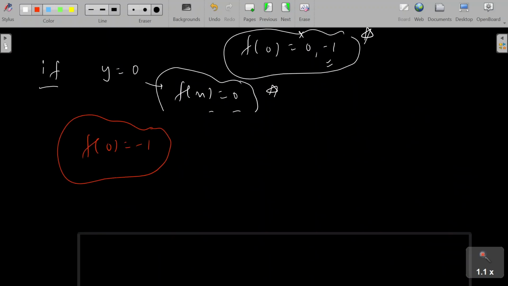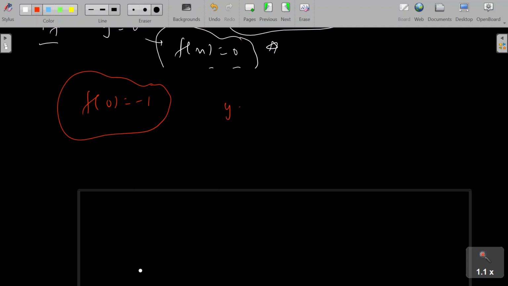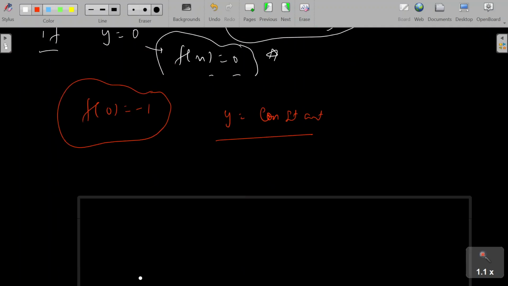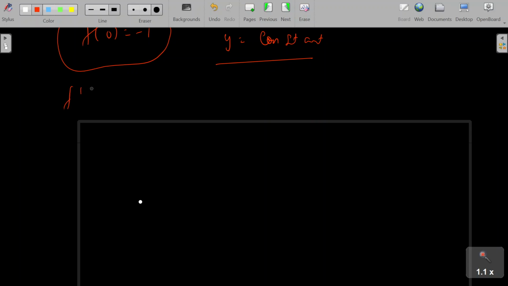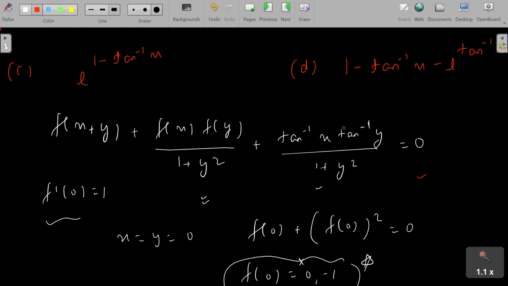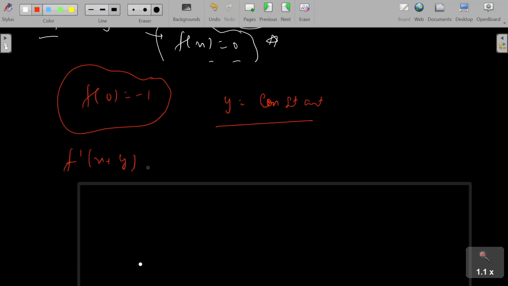So let us do this thing. Put y equals to constant. Y को constant treat करो और differentiate करते हो. After this, what you can do is f dash, y constant ले लिया. f dash(x+y), क्योंकि रीजन दिख रहा होगा y constant लेने का, क्योंकि इसके टर्म्स ज्यादा है रिलेटिवली. Plus f dash(x+y) plus f dash(x) f(y) over 1 plus y square.